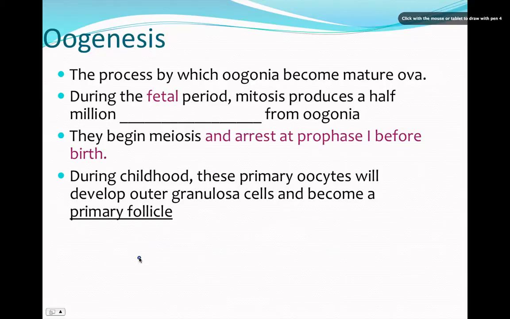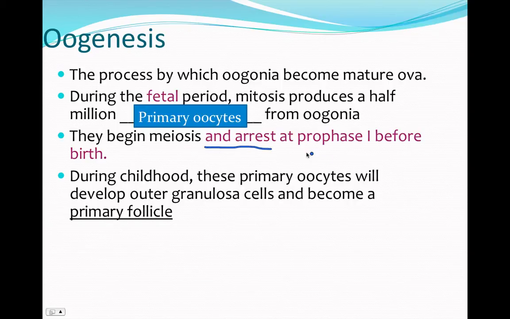To focus in on that first function, oogenesis is the overall name we give the process by which oogonia become mature ova. During the fetal period is when the majority of this happens. Mitosis will produce 500,000 primary oocytes from oogonia. They'll begin their life and then arrest at a particular stage of meiosis called prophase 1. They'll just halt their progress right there before birth. It's not until puberty that the process will continue again. So they're kind of just in a holding pattern within the ovary from birth forward. During childhood, those primary oocytes will develop outer granulosa cells and become those primary follicles.